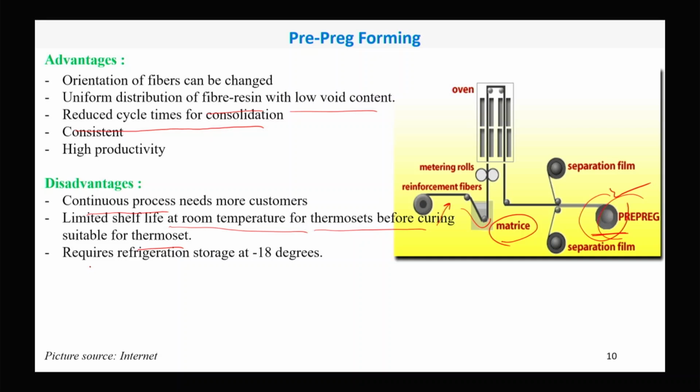And for that, it requires refrigeration at minus 18 degrees Celsius. If we want to keep that at minus 18 degrees Celsius, it will add to the cost. So it requires that low temperature so that the curing doesn't take place. Okay, there is a chance of delamination because it's only based on simply dipping. So there is a chance of delamination.